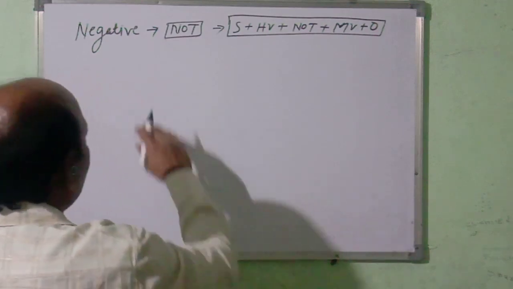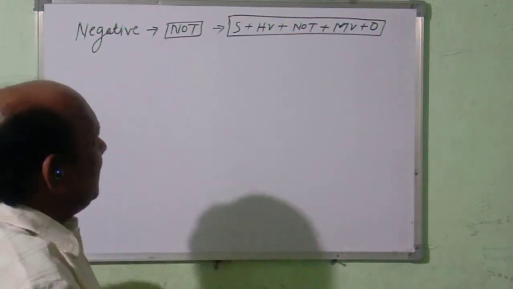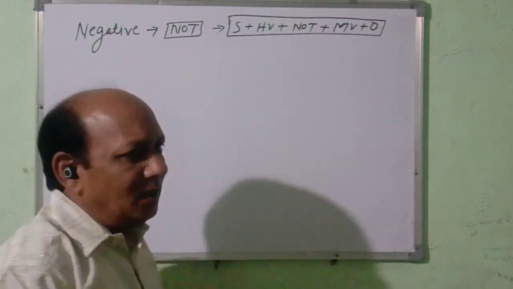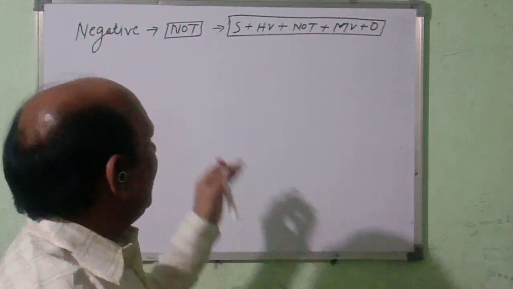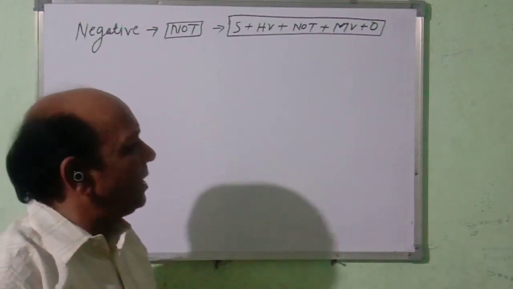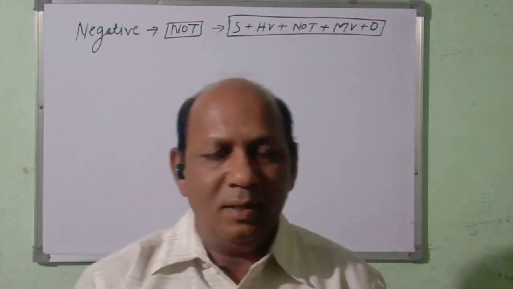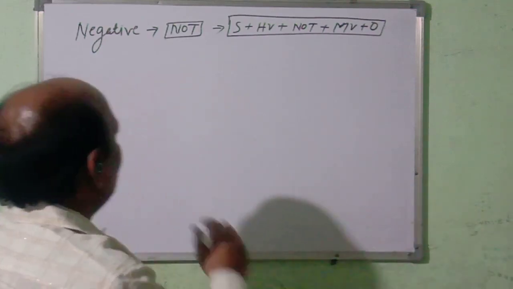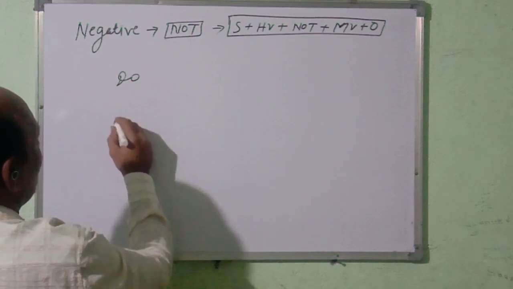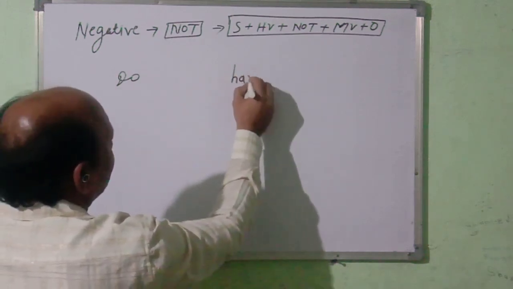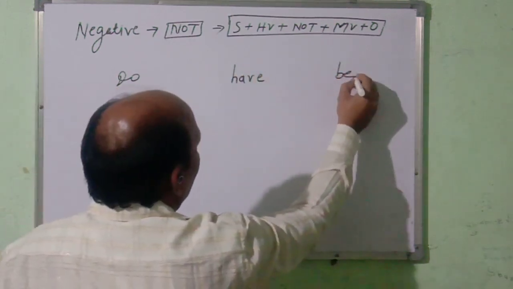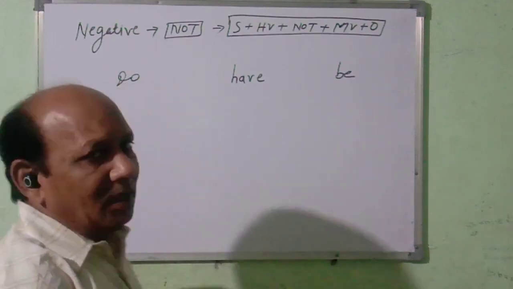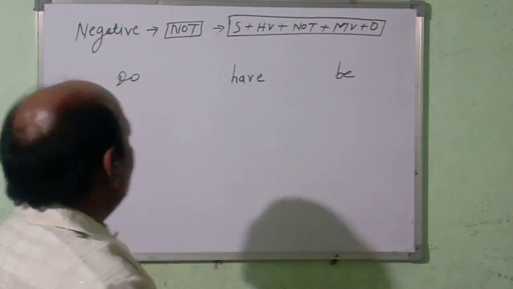Firstly, we are talking about the primary verbs. For creating the negative sentence, we must take the help of the primary verbs. There are mainly three types of primary verbs. The first one is do, the second one is have, and the third one is be. Every primary verb is further divided into three parts. We will see what that is.